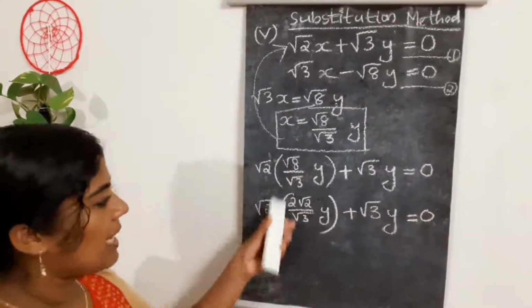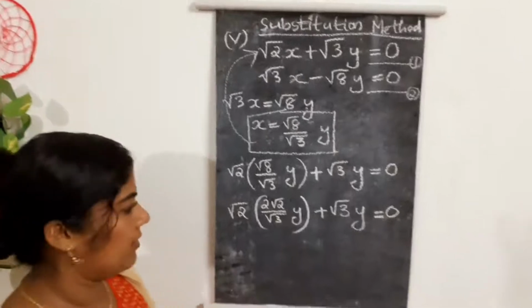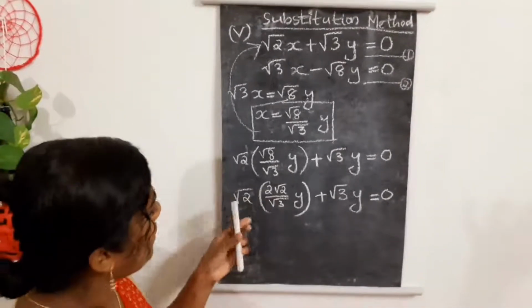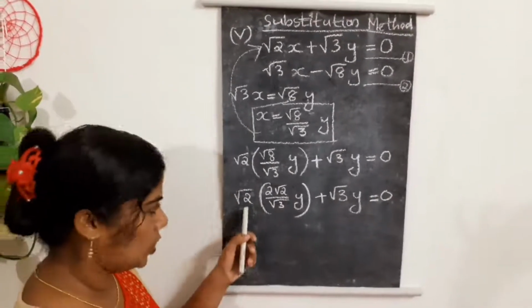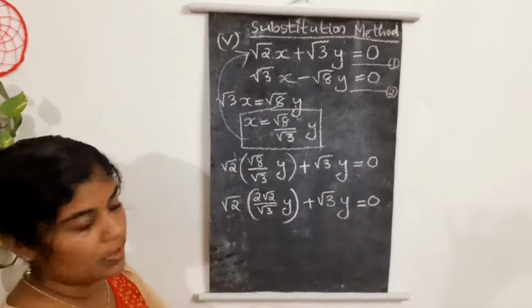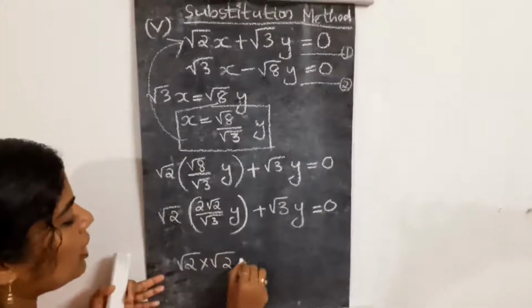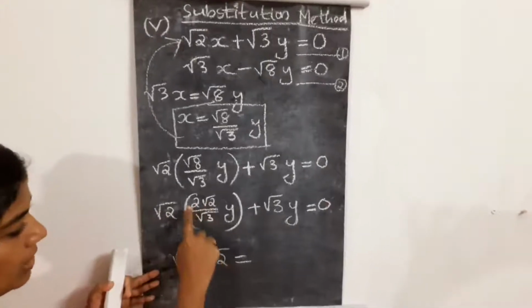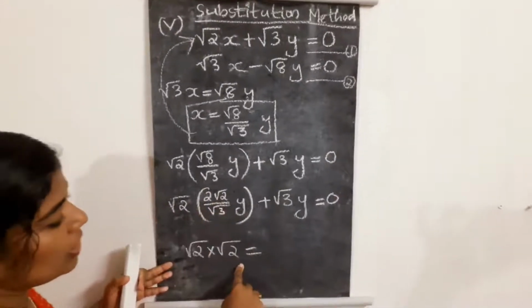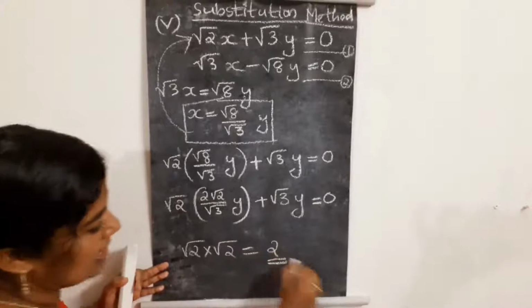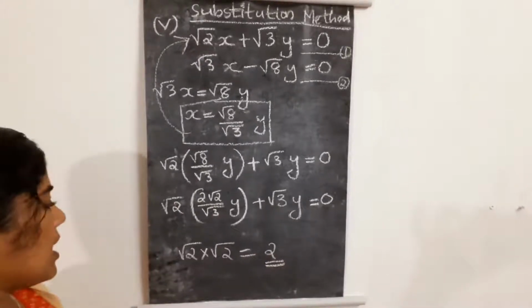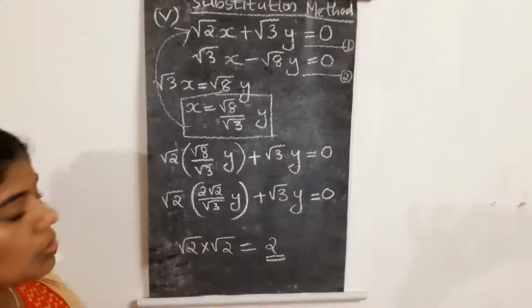Now, bracket means just multiplying, that we know. What are the things in the numerator? Root 2, 2 and root 2. If you are multiplying root 2 again with root 2, what will you get here? Root 2 and root 2 is the multiplication. You will get 2 as the answer, and the root symbol will go away. Root 2 into root 2 is equal to 2.